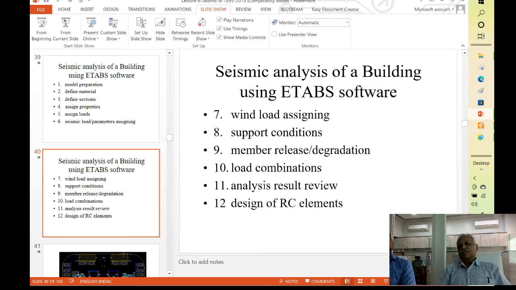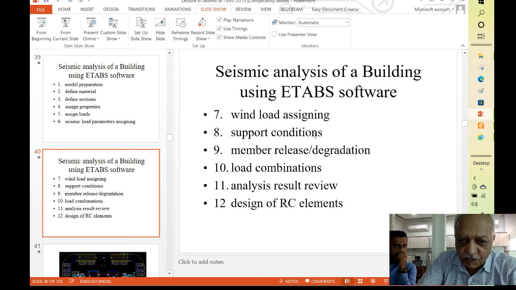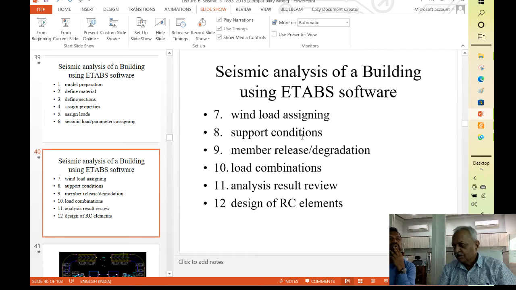As far as wind load is concerned, you have to again consider the data for wind load, that is the velocity of wind that you are considering, and some other parameters which are demanded by the software. Then you have got the support conditions. So the kind of supports you are providing, whether it is fixed support or hinge support, those details you have to give. Then you have got the member release or degradation, which we will see shortly.